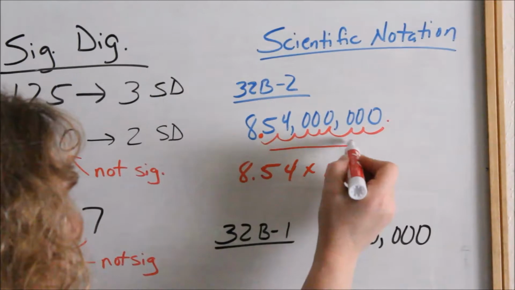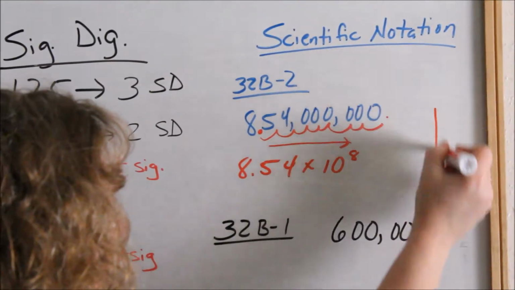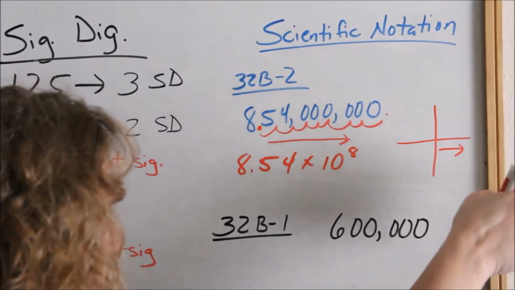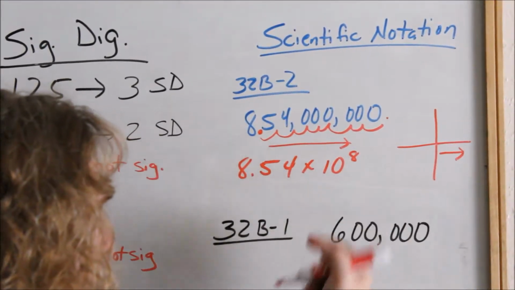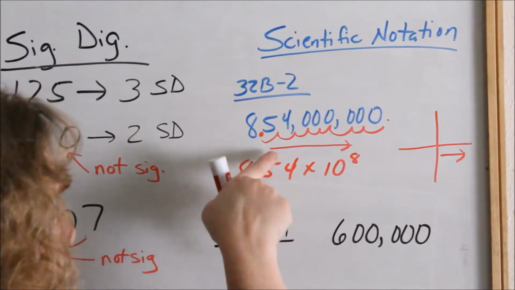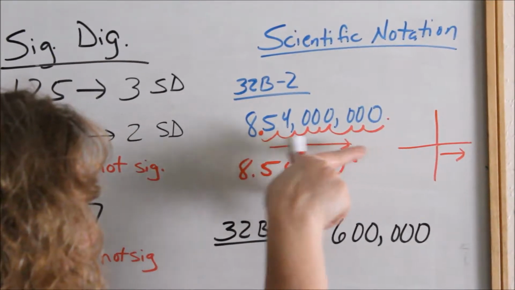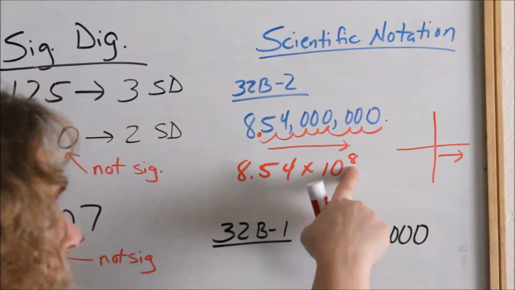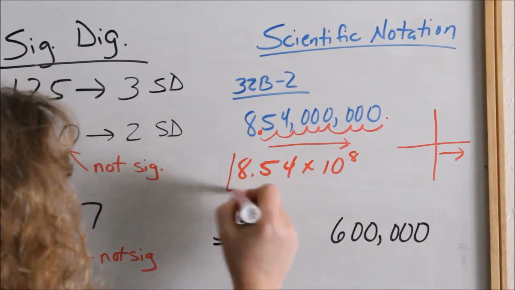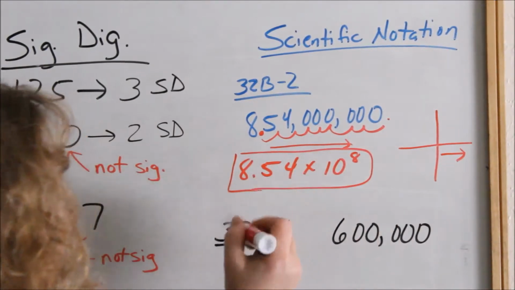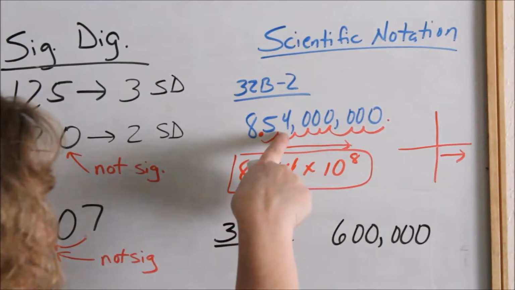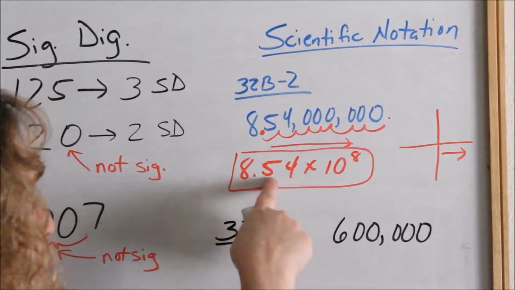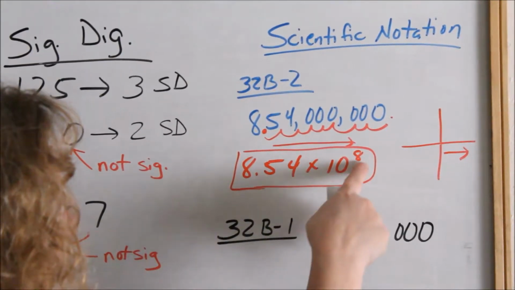And I went to the right, and on a graph, if you're looking at an XY graph, going to the right is positive. Going to the left is negative. That's how I can always remember. If you go to the right on a graph, you're going in the positive direction. So therefore, it is a positive 8. So this is how you put that number, which is 854 million, into scientific notation. This is read 8.54 times 10 to the 8.